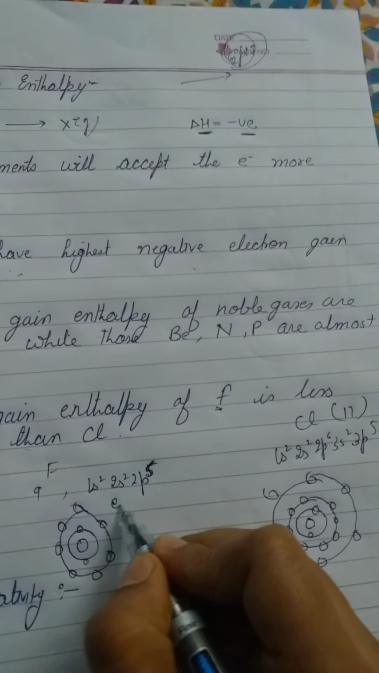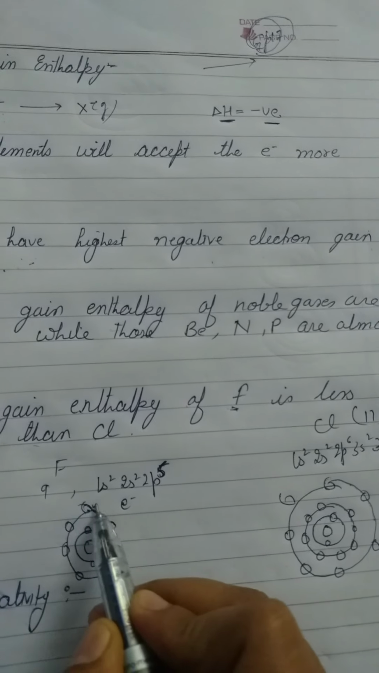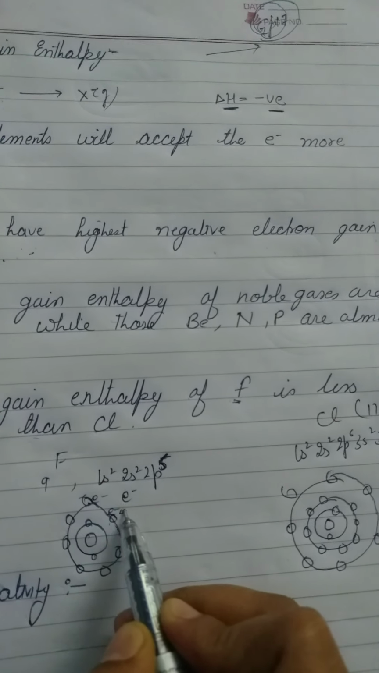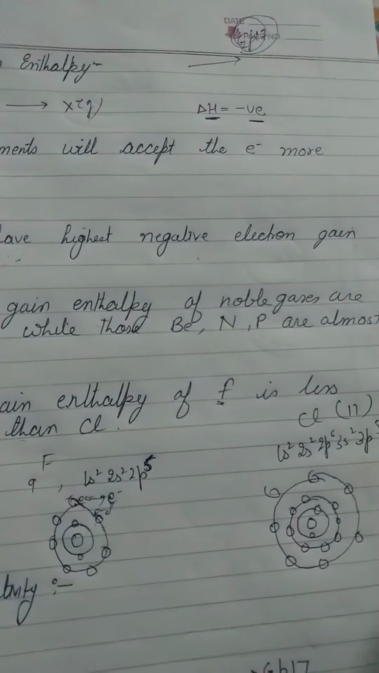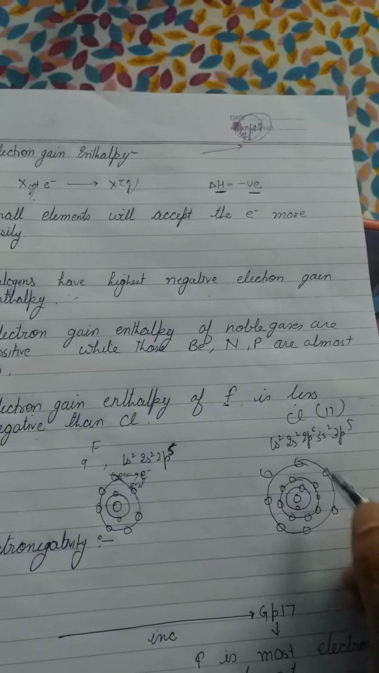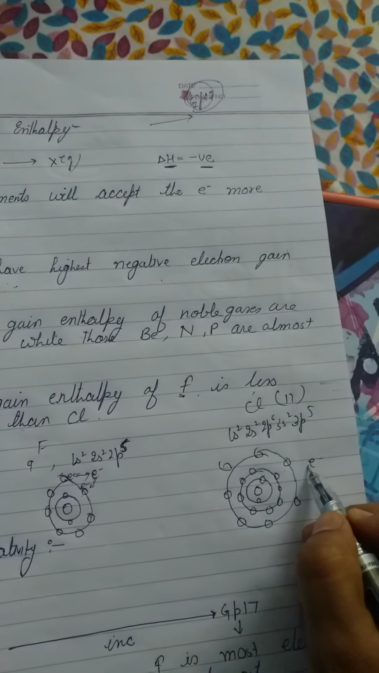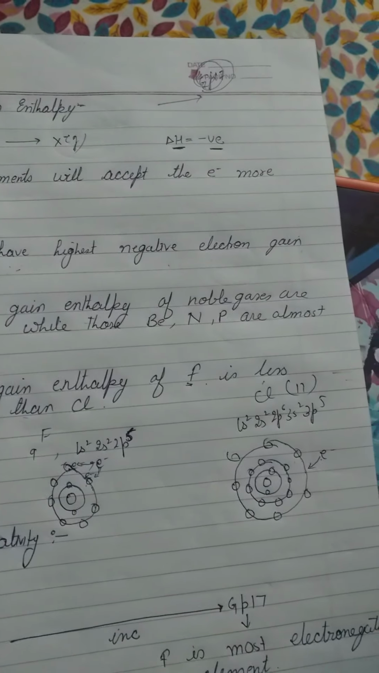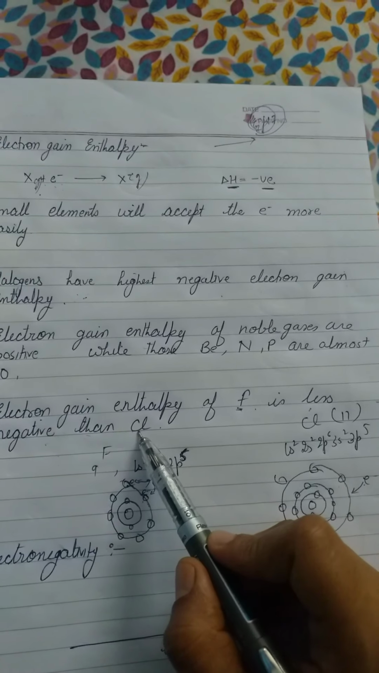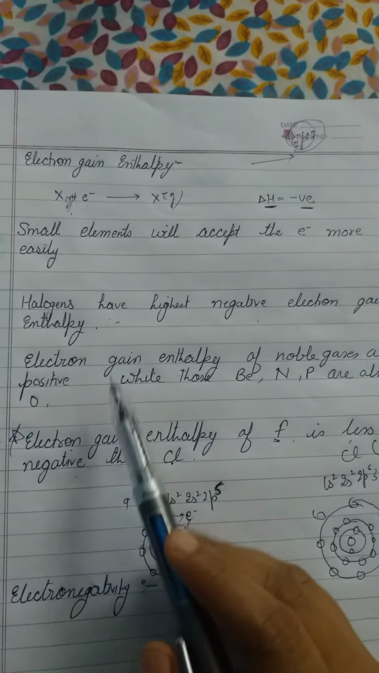Now here the incoming electron will come and it will experience more electron-electron repulsion, because these electrons will repel the incoming electron. So in this case the electron gain enthalpy is less negative, whereas in case of chlorine, because the size is big enough, the addition of an electron becomes more easy. So that's why the electron gain enthalpy for chlorine is more negative, right. So that is the exception.